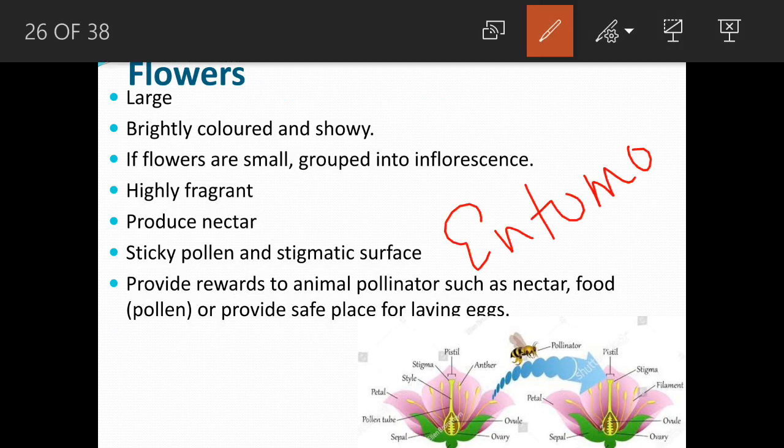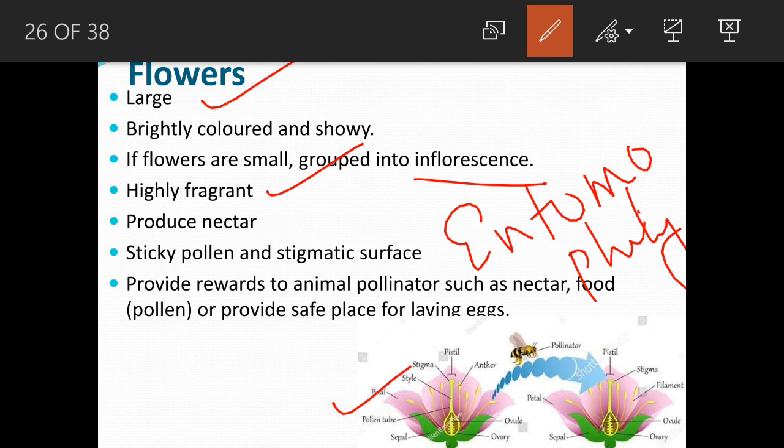Now in case of insect pollinated flowers, it is known as entomophily, pollination by insects. Flowers are large, mostly brightly colored and showy. If flowers are small, they are grouped in inflorescence, highly fragrant. They have nectar, and mostly they have sticky pollen and stigmatic surface. Moreover, they provide the insects with nectar, food, and a safe place for laying eggs.